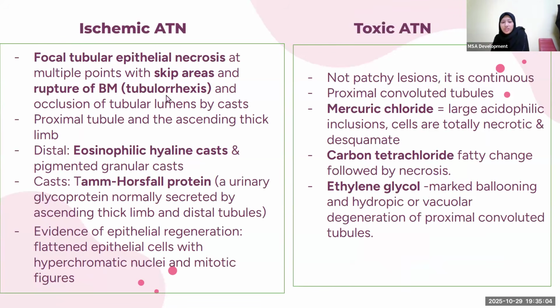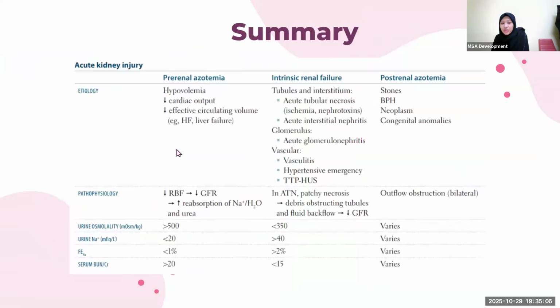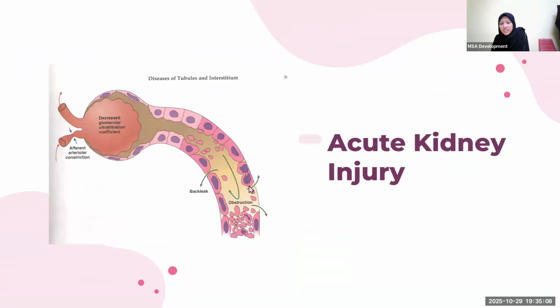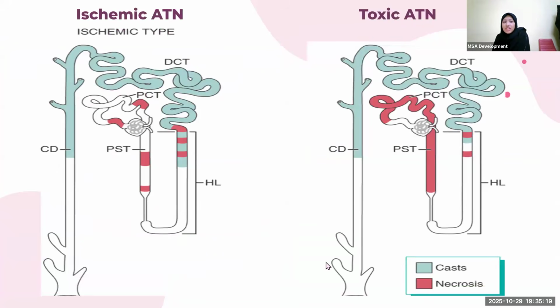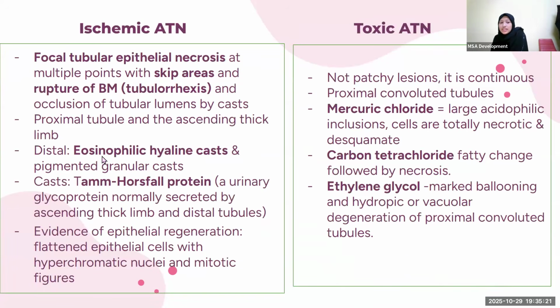So rupture of basically damage. So rupture of basement membrane and shedding. You see the basement membrane is damaged. Now it will cause casts. So the blue ones are the casts or accumulation. In ischemia, it would cause eosinophilic hyaline casts and pigmented granular casts.